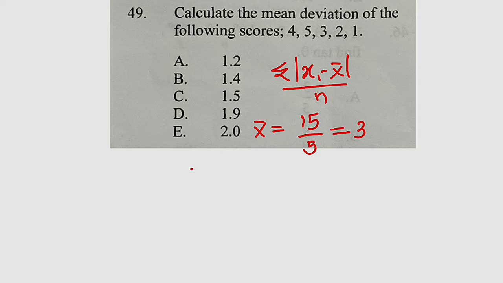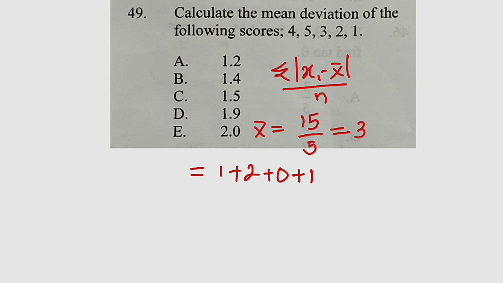So now let us calculate the mean deviation. Mean deviation will be the sum of all the differences between x values and the mean divided by the total number of items we have. So 4 minus 3 will give us 1. That is the difference, 1. 5 minus 3 will give us 2, plus 2. 3 minus 3 will give us 0.